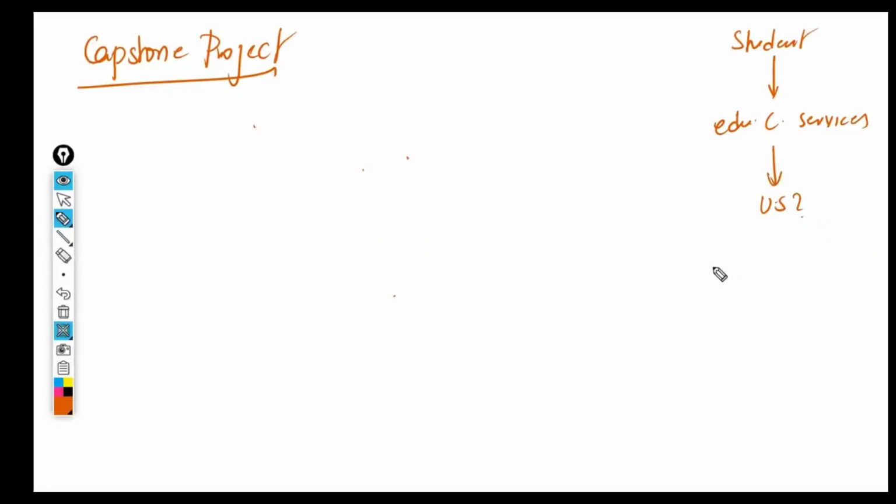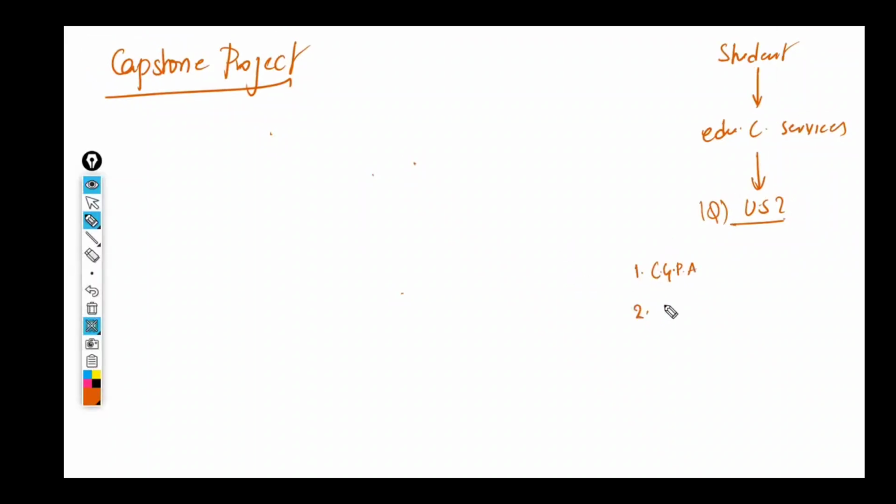Now you'll ask only one question, they'll ask you multiple questions. Question number 1, what is your CGPA? Question number 2, what is your educational background? Question number 3, whether you are from IT or non-IT. Question number 4, what is your GRE score? Like this, they'll ask multiple questions, one by one.